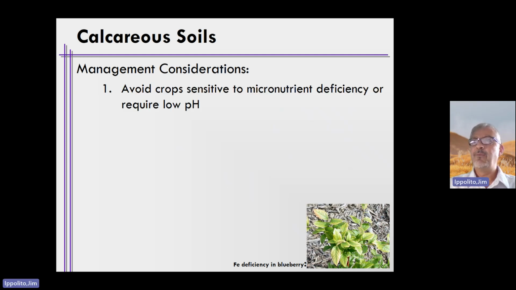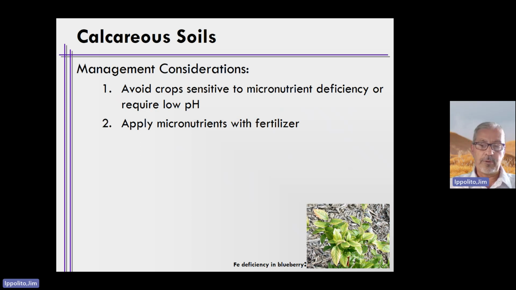You can avoid planting crops that are sensitive or require a low pH. For example, the picture in the bottom right-hand corner, this is iron deficiency in blueberry. This blueberry plant was grown in a soil that was above probably pH 6. I wouldn't be surprised if it was grown in pH above 7.2 in a calcareous soil. You can apply micronutrients with the bulk fertilizer. Oftentimes this works pretty well with zinc. It does not work very well for iron in calcareous soils.